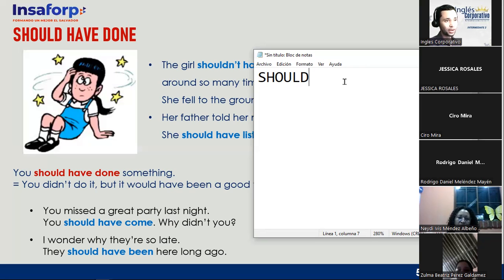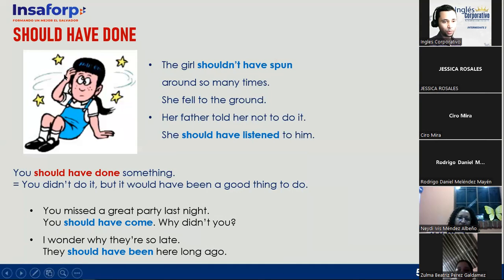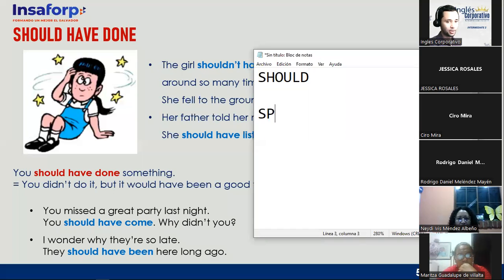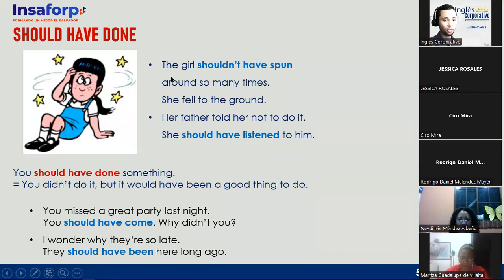But today we're going to study some past modals, also called perfect modals. So take a look at the picture. The girl shouldn't have spun around so many times. Spun is the past participle of the verb spin. And what is spin? Spin means dar vueltas. So the girl shouldn't have spun around so many times. La chica no debió haber dado vueltas tantas veces.